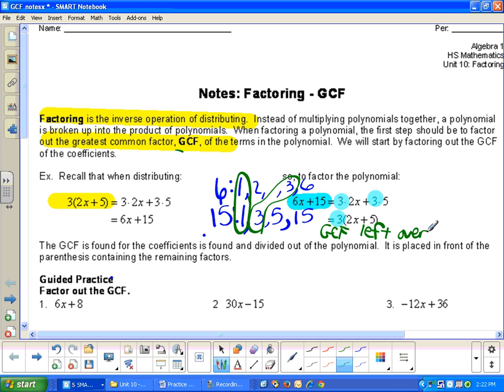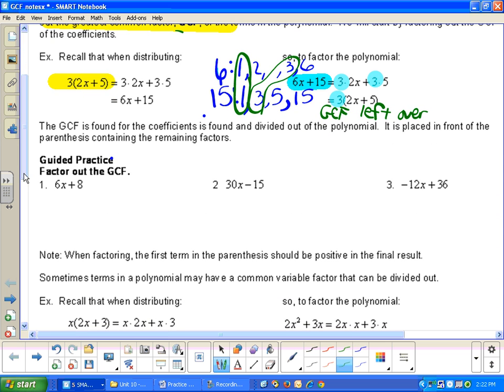I want to see your terms written out on each one of these. So for example, it says the GCF is found for the coefficients and it's divided out of the polynomial. It's placed in front and the parentheses contain the remaining factors. You should always be able to go back and check by multiplying it back together. So we've got 6 and 8. What's the largest thing that goes into 6 and 8? It would be 2. 2 times 3x is 6x. 2 times 4 is 8.